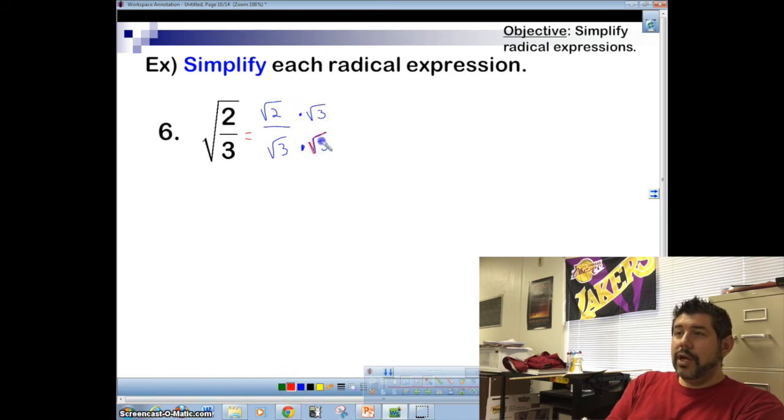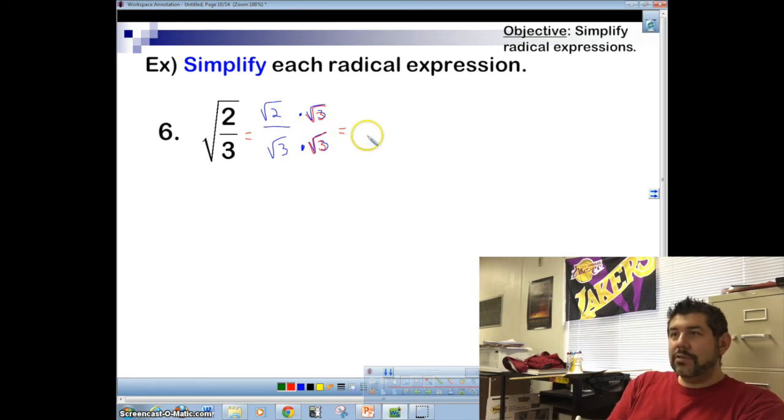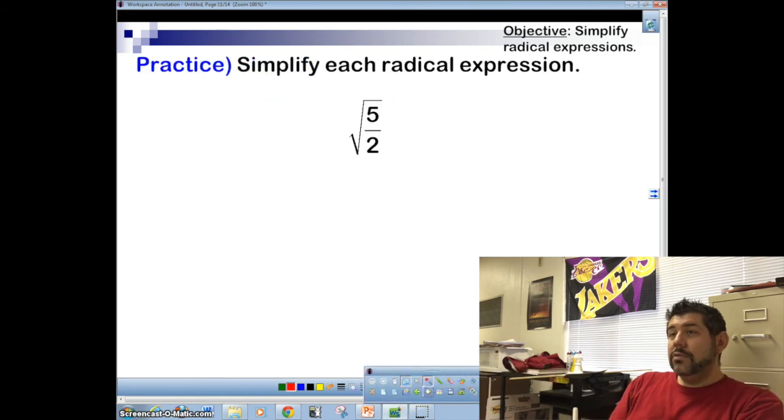Let me change it to red here so you know that I'm doing something. So what happens here is that when we do that, we're going to have the square root of 3 times the square root of 3, and the square root of 3 times the square root of 3 is the square root of 9. The square root of 9 is 3, so it cancels out the square root, so we got 3. And then square root of 2 times the square root of 3, we multiply the insides and keep the square root, so we get the square root of 6. And this would be our answer. Voila! That's it, okay? Let's do another one.